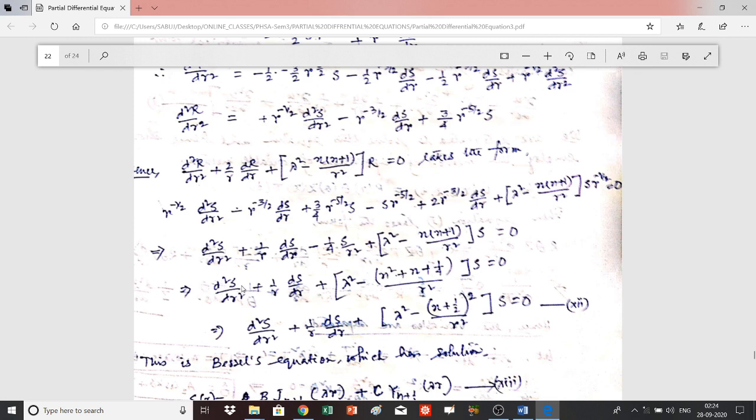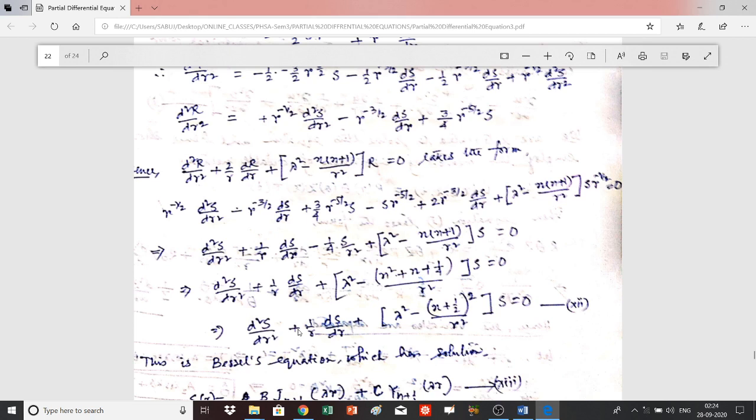So this is d2S by dr square plus 1 by r dS by dr, plus you can write this as lambda square minus n plus n, because you are splitting this n square plus n, and this 1/4 is taken within this. So lambda square minus n square plus n plus 1 by 4 by r square S is equal to 0.